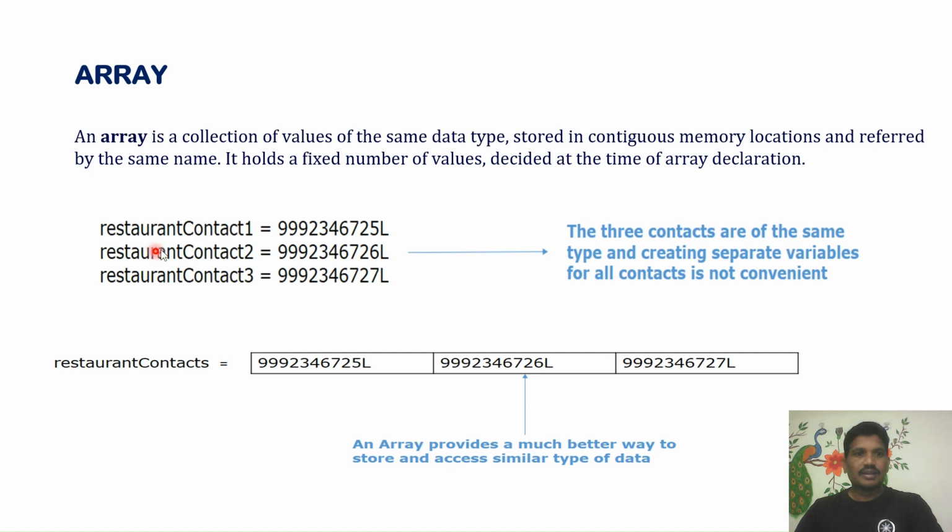See here, three variables have been declared: restaurant contact 1, restaurant contact 2, and restaurant contact 3. I would like to store three customer details, so I need three variables. But if you use an array, then under the single name, restaurant contacts, I store three pieces of contact information. At index 0, the first contact has been stored. At index 1, the second contact. At index 2, the third contact.